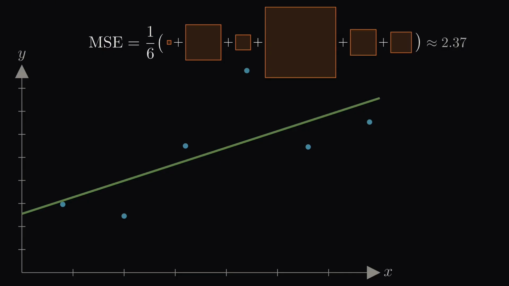Now the problem is clear. Find the line that minimizes MSE. That's the linear regression goal. Our model is just a line, so really we are choosing two values, slope and intercept. Linear regression is just finding the best values for those.